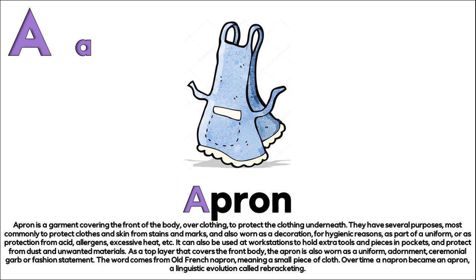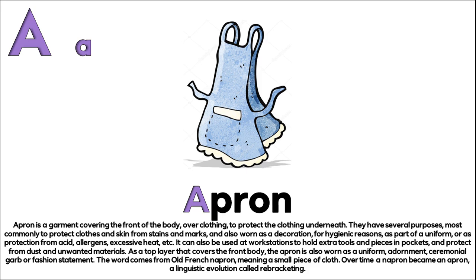A. Apron. Apron is a garment covering the front of the body, over clothing, to protect the clothing underneath. They have several purposes, most commonly to protect clothes and skin from stains and marks, and also worn as a decoration, for hygienic reasons, as part of a uniform, or as protection from acid, allergens, excessive heat, etc.